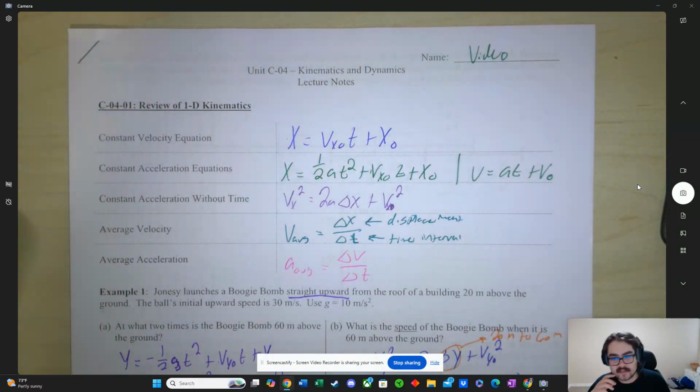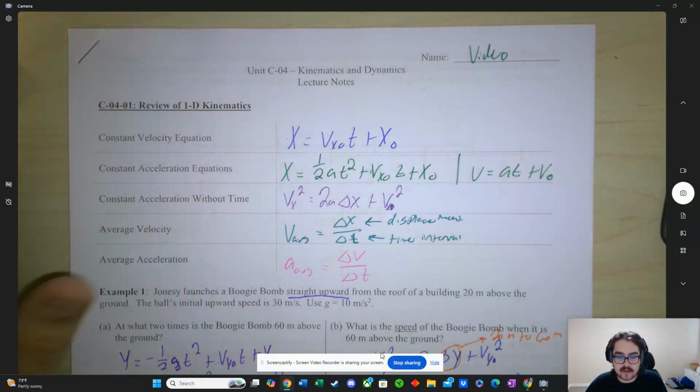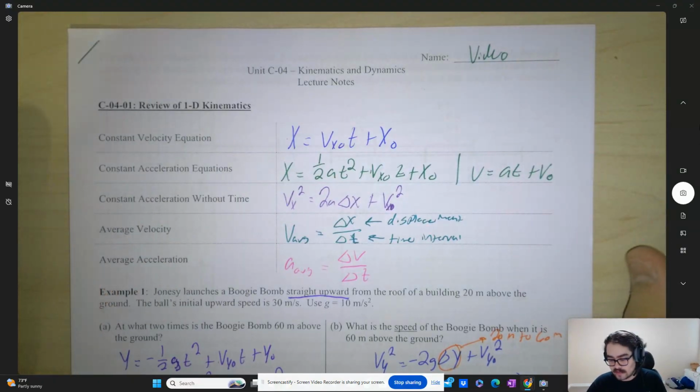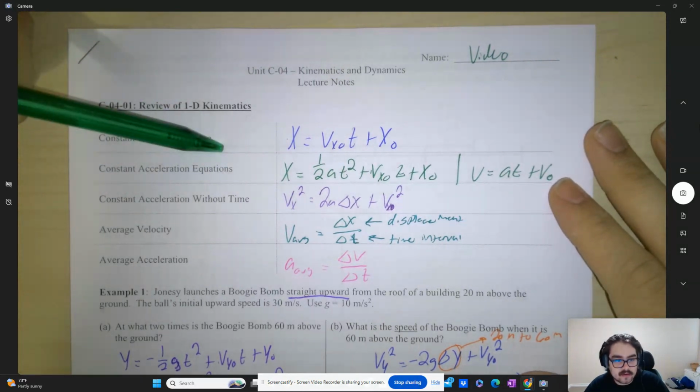This is kinematics and dynamics, so we're finally circling back around to the stuff that we did in Physics 1. So pretty much everything in here is going to go pretty quickly, except for some of the stuff that is new for you. Okay, we have our equations here.